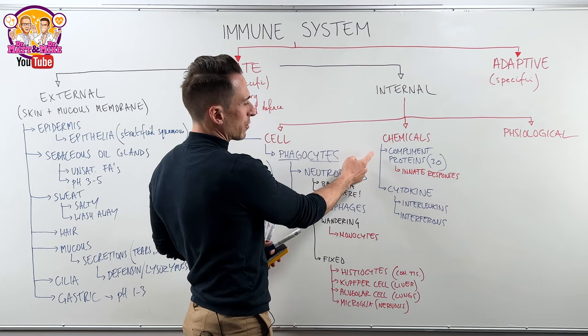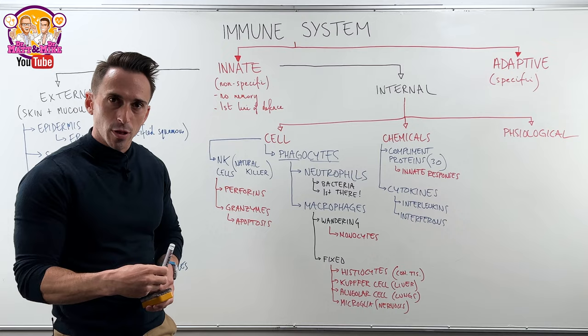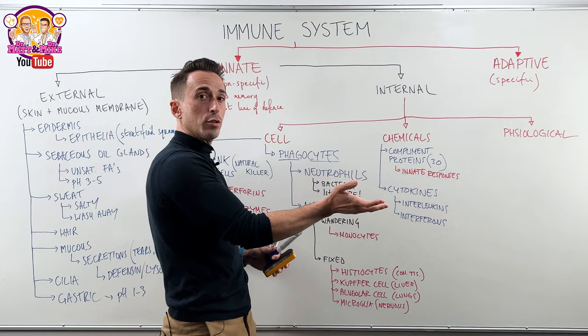So you might be thinking, how are they different? All right, here's the difference. Complement proteins are proteins. Cytokines aren't just proteins, which they can be. They can be glycoproteins, so proteins with sugars attached to them. But the big difference is this. Cytokines don't just complement the innate immune system. They also complement the adaptive immune system.